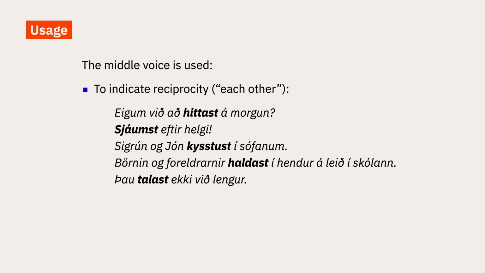We couldn't put hitta in this sentence with no object in there, because hitta is what's called a transitive verb, so it requires an object. Hittast is intransitive. It doesn't require an object. In fact, it can't even take an object if it wanted to. But it's not necessary because it's implied in the middle voice form that we are doing this to each other. So we are going to meet each other. Eigum við að hittast á morgun.